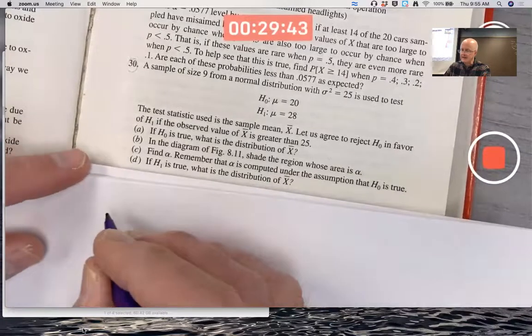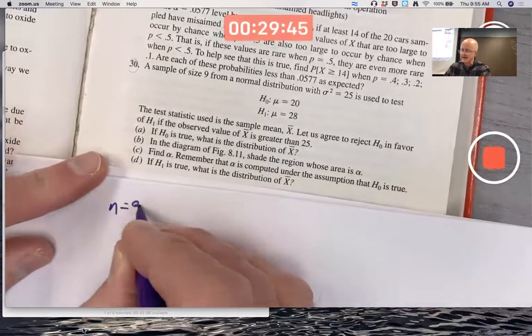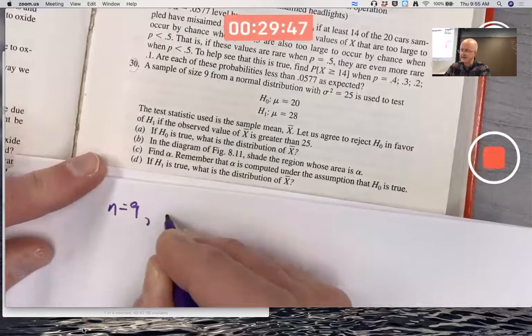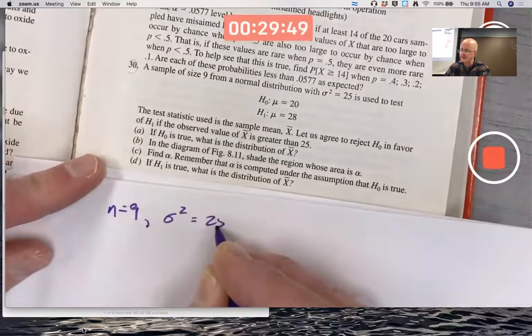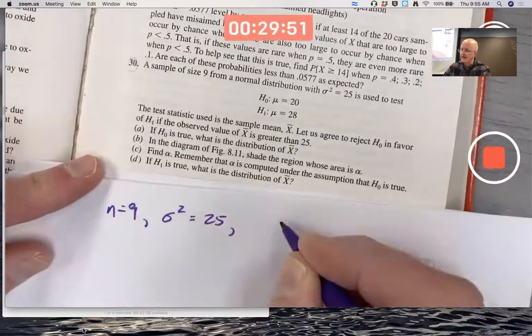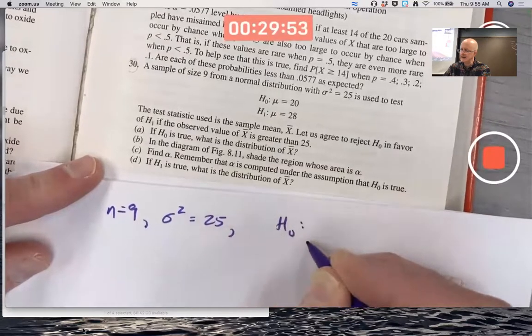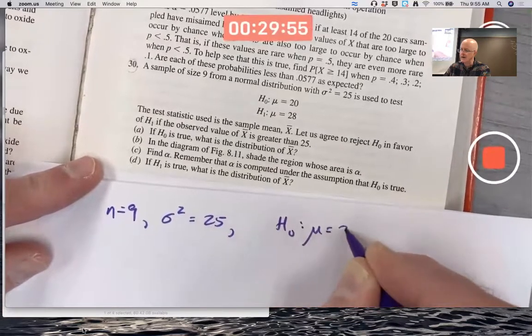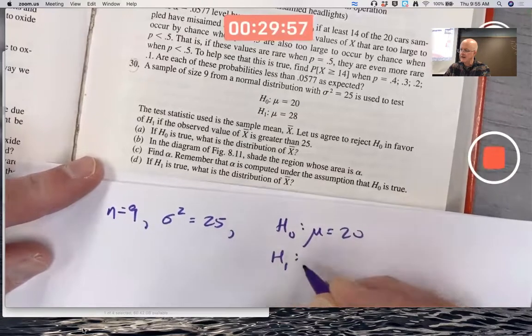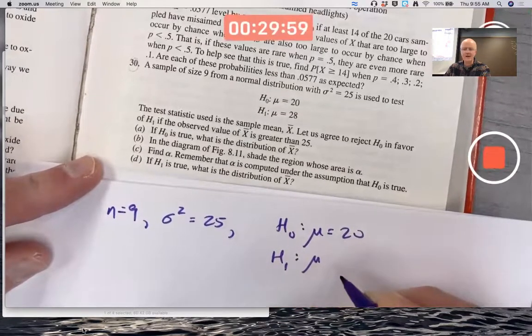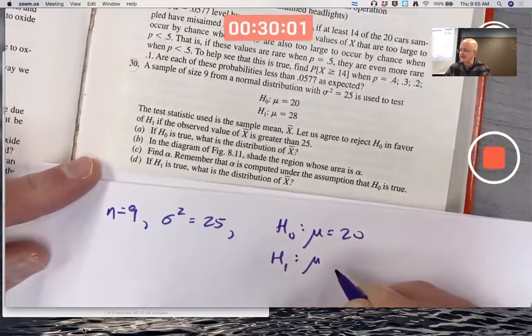So, you've got a sample of size 9, so n is 9, from a distribution whose variance is known, sigma squared is 25. And the hypotheses are these. The null is that mu is 20, and the alternative is, what is this, right-tailed, left-tailed, or two-tailed? It seems to be neither. It's an equal sign in there.